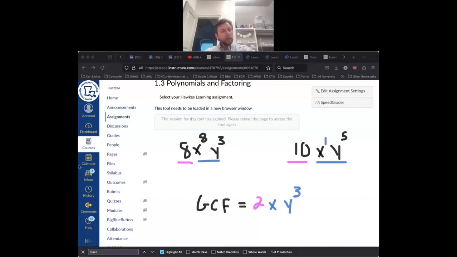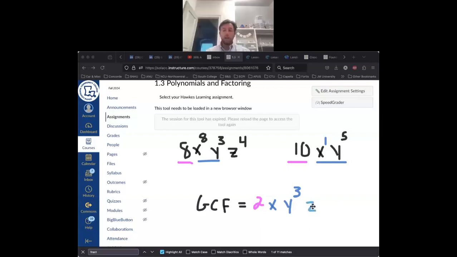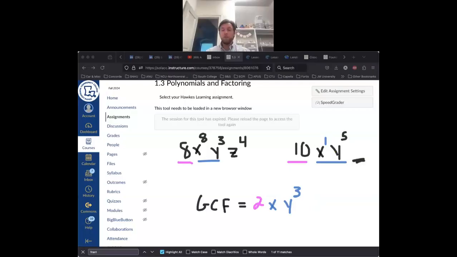I'm not going to do it here because we're running short on time. But suppose I had put a z to the fourth over here. Would that change the GCF? No, it wouldn't. Why do I not put a z in the GCF? Because it's not on the other side. It's not common. There is no z over here. So it's a reminder that when we talk about the GCF, it's got to appear in both. The z does not, so it's not on the list.